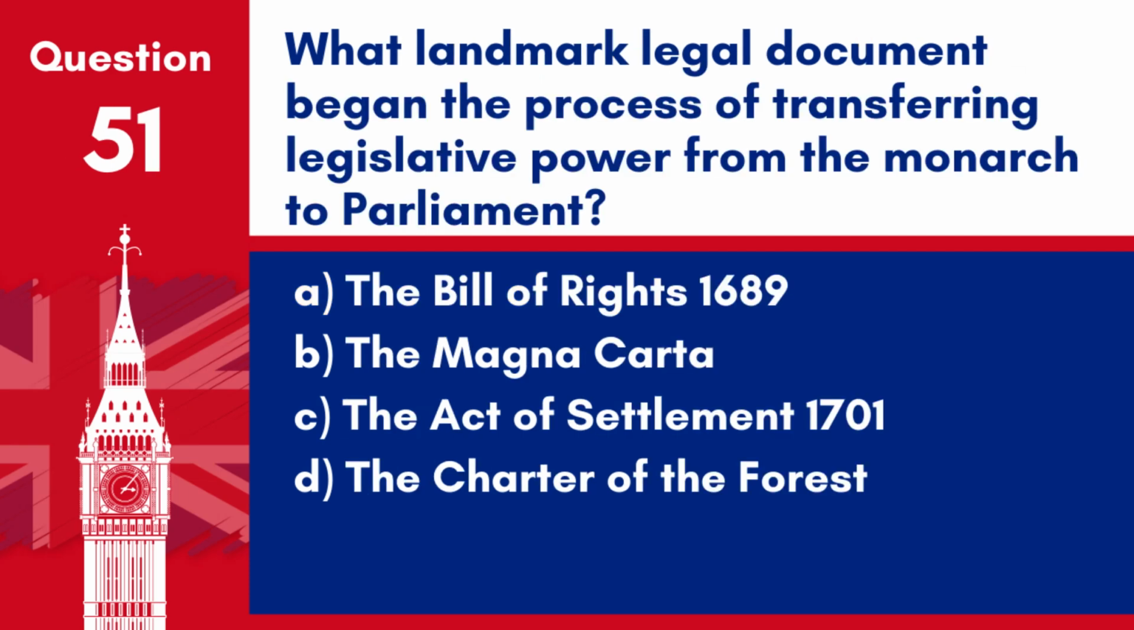Question 51. What landmark legal document began the process of transferring legislative power from the monarch to Parliament? A. The Bill of Rights 1689. B. The Magna Carta. C. The Act of Settlement 1701. D. The Charter of the Forest. Answer: B. The Magna Carta. The Magna Carta, signed in 1215, began the process of transferring power from the monarch to Parliament.